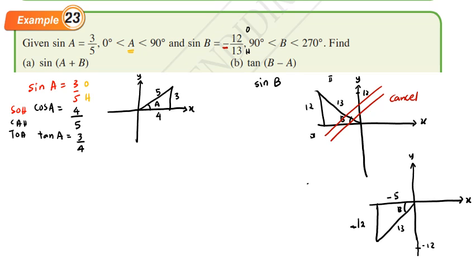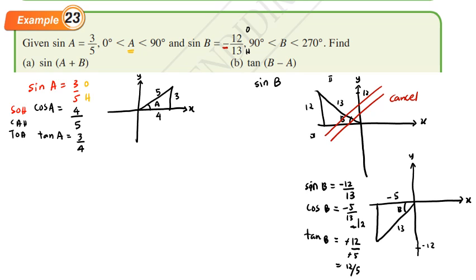Okay. So we know that sin B is negative 12 over 13. Cos B is adjacent, negative 5 over hypotenuse 13, and the tangent B is opposite, negative 12, divided by adjacent, negative 5. So cancel negative negative, so we get 12 over 5.